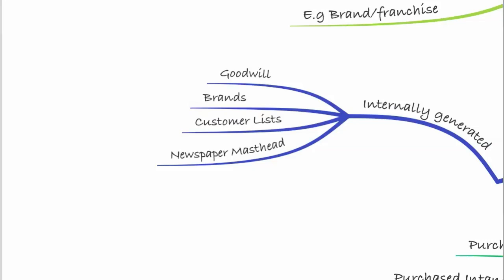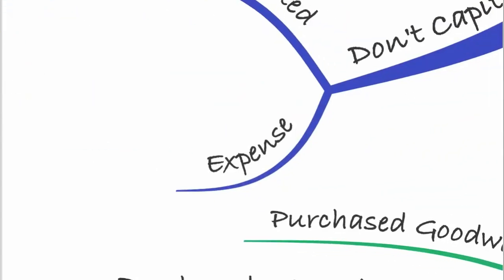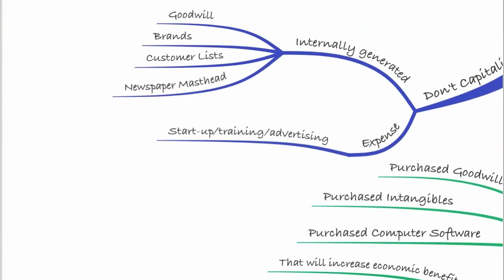capitalised. So all of those can't be capitalised, and the standard says we must expense all startup costs, training costs, and advertising costs. The key one in there is training. You can never capitalise training costs, even if you argue that the training costs were part of the asset to train people to use it. You cannot capitalise it on the basis that you cannot control people. They could leave the organisation, so therefore it doesn't meet the definition of an asset.